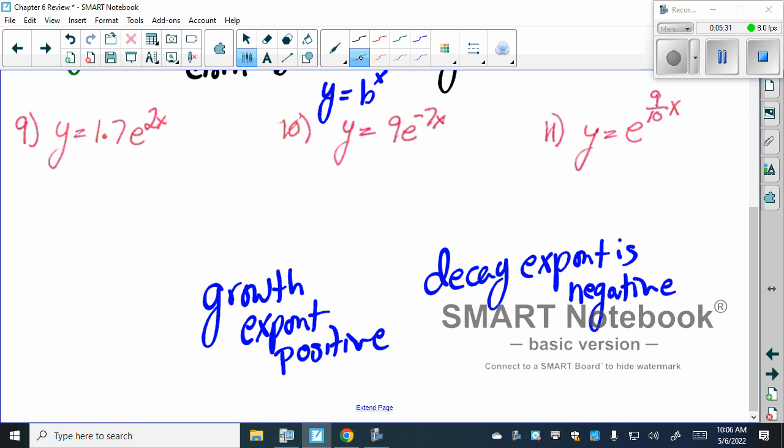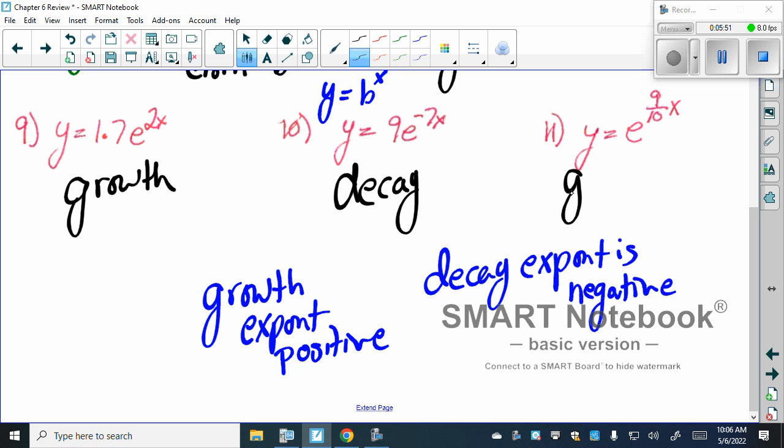So for these here, it really doesn't matter what's in front of it. It's more about the exponent. So number 9, would it be growth or decay? Growth, because the exponent is positive. Number 10 would be decay. Exponent's negative. And the last one, growth. Even though it is 9/10, it's still positive, so it's going to be growth. Questions on any of this here?